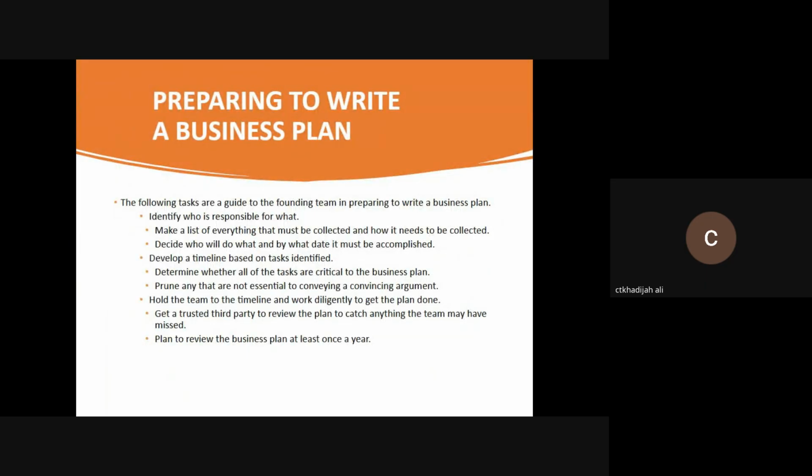The following tasks are a guide to the founding team in preparing to write a business plan. First, identify who is responsible for what. Make a list of everything that must be collected and how it needs to be collected. Decide who will do what and by what date it must be accomplished.